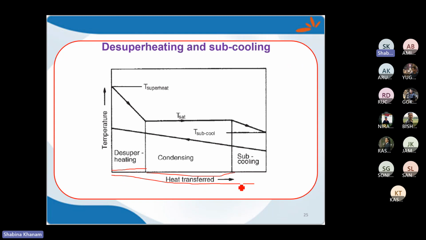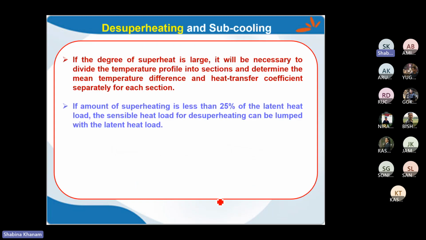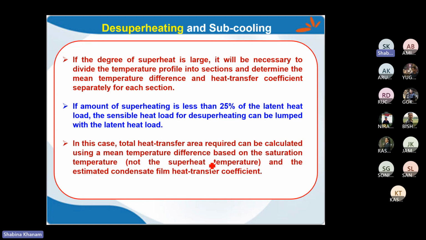So, up to here, sorry, up to here. Okay, from here to here you need to consider the heat load, and then you need to design the condenser based on the condenser design, not the de-superheating, right? So if this is the case, total heat transfer area required can be calculated by mean temperature difference based on saturation temperature, not superheat condition, and estimated condensate film heat transfer coefficient. Okay, so in that way the condenser will be designed based on condensation only, not de-superheating. Okay, in that way you can consider.